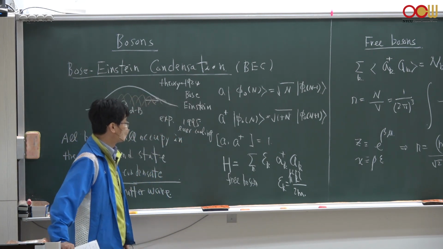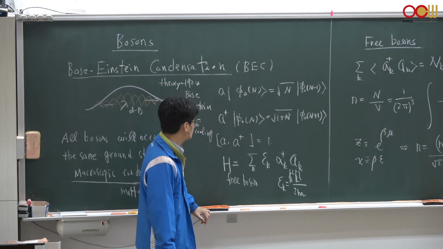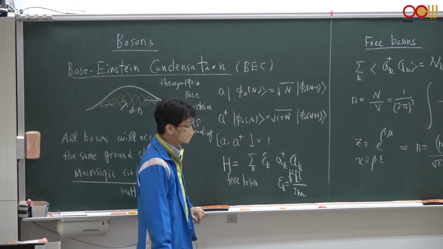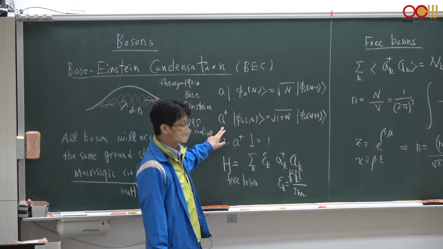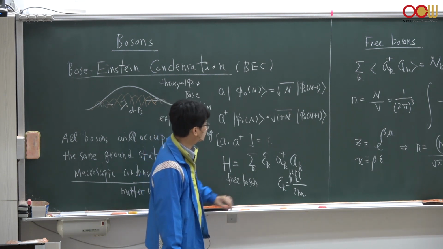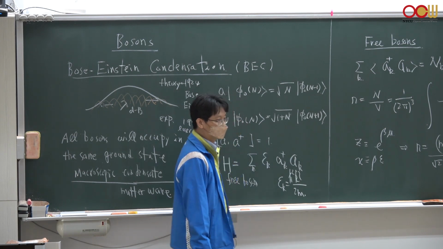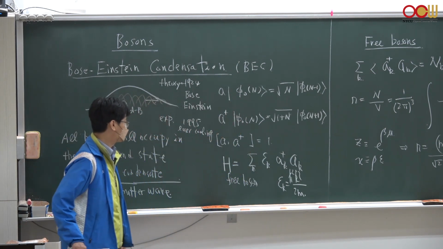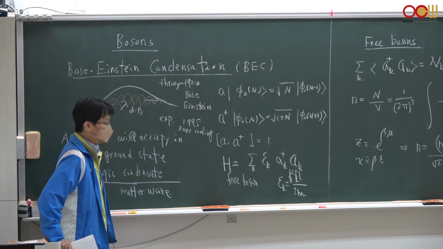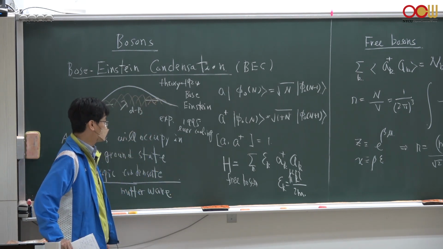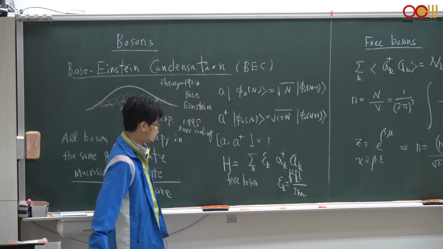Likewise, if we would like to increase the boson number by 1 on top of this N-boson ground state, we apply a dagger on that ground state wave function. We get the prefactor square root of 1 plus N times this phi 0 of N plus 1. And this boson creation and destruction operator satisfies this commutation relation. The commutator between a and a dagger is actually 1.